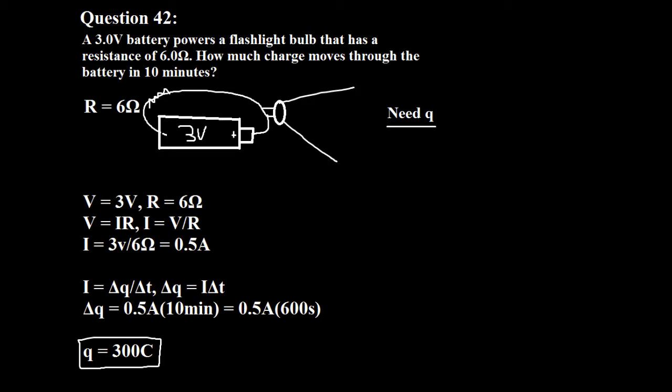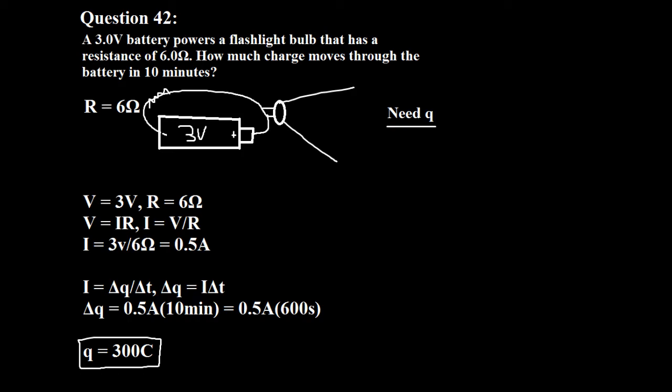Well, according to the model, we see that we need charge, or Q. Now we know that the voltage is 3 volts and the resistance is 6 ohms. And according to Ohm's law, voltage equals current times resistance. Rewriting that, we get current equals voltage divided by resistance. If we plug in the values, we get 3 volts divided by 6 ohms, which is 0.5 amperes.